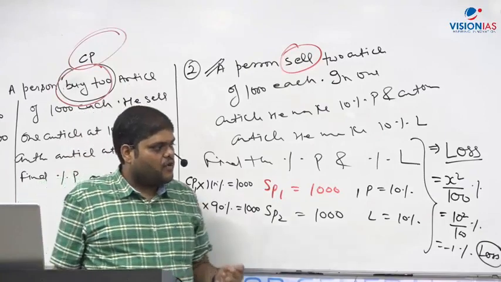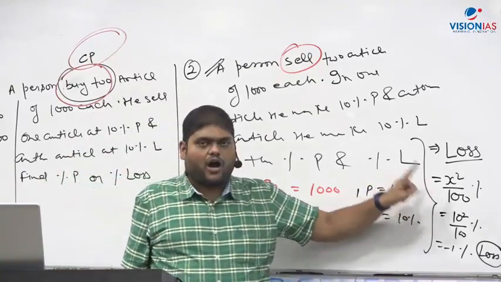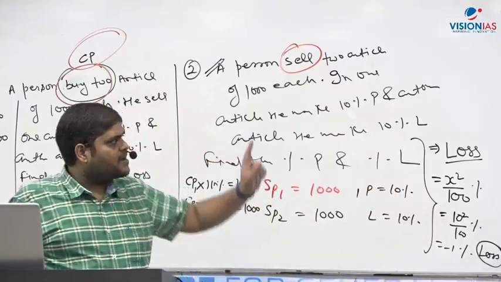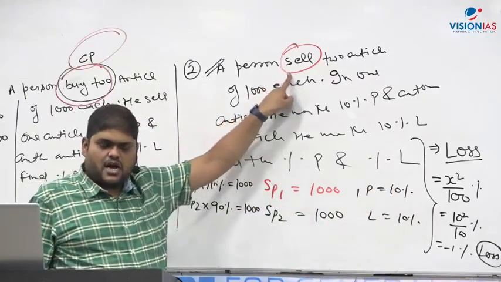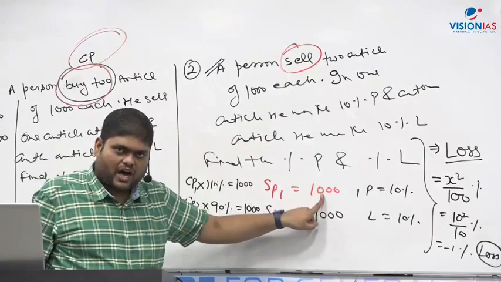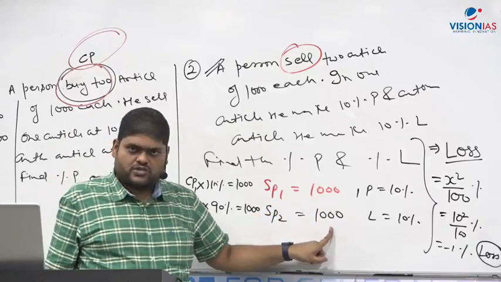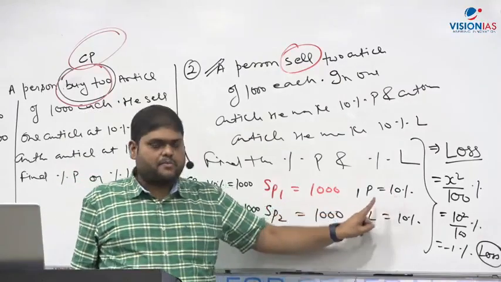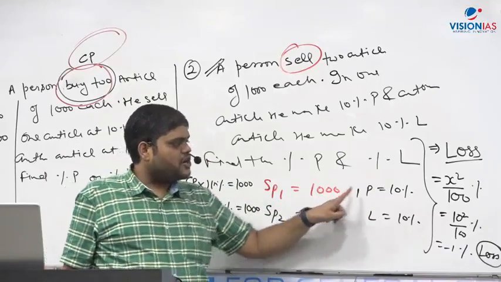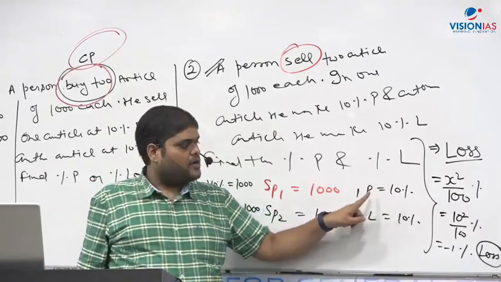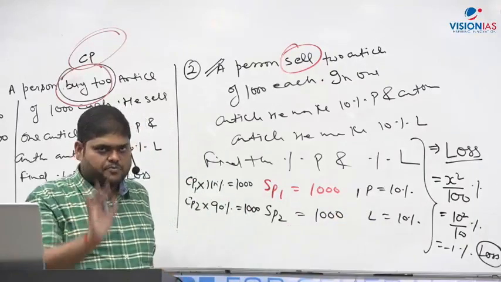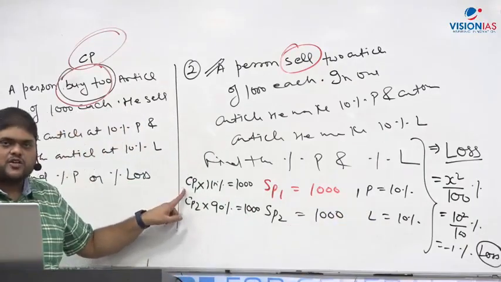So I will say, here there will always be a loss, whenever selling prices are given. So SP1 is equal to 1,000, SP2 is equal to 1,000, profit will be 10%, loss will be 10%. So we cannot say the profit is 100 rupees. Why? Because we don't know the cost price. We have to calculate the cost price first. How can we calculate the cost price?